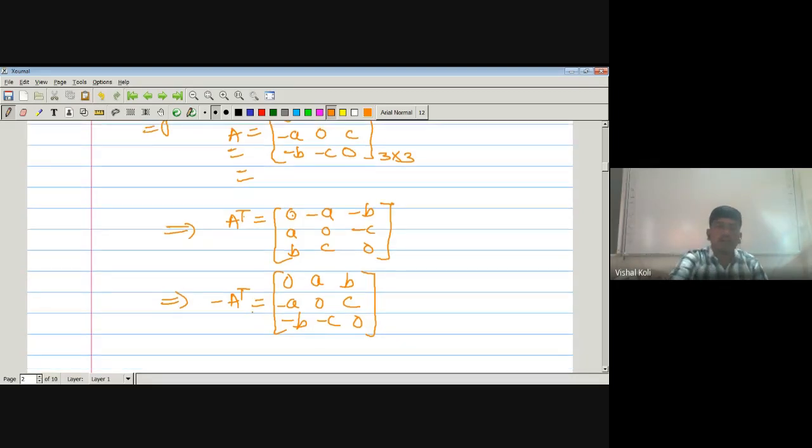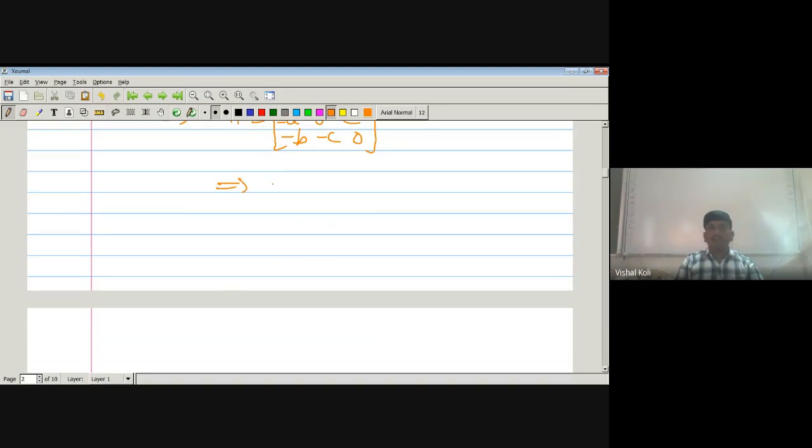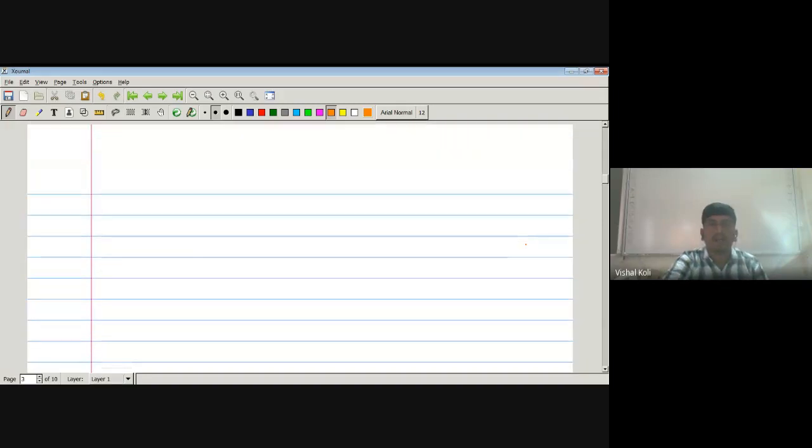Therefore here A is nothing but minus of A transpose. That is, each Aij is equal to minus of Aji for all integral values of i and j. Then by the definition of skew symmetric matrix, the given matrix A is a skew symmetric matrix. In this way, we can check whether the corresponding matrix will be a symmetric matrix or a skew symmetric matrix. Up to now, any doubt?